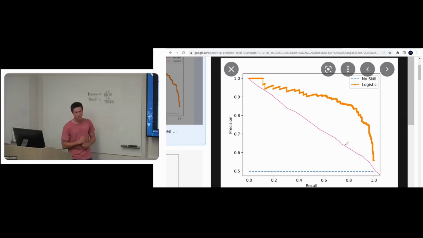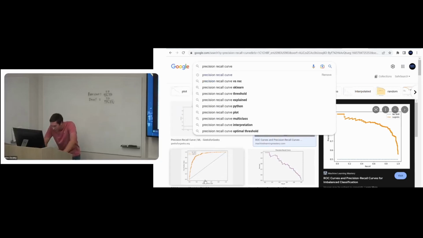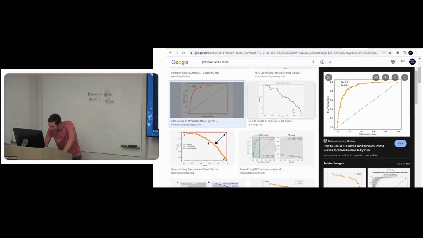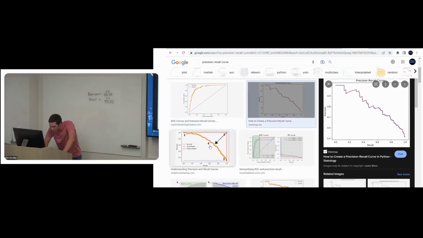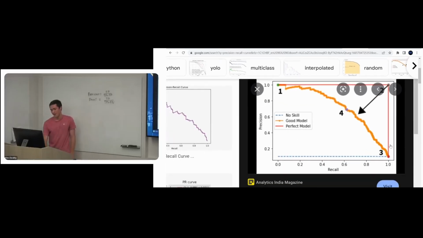You can look up more examples on Google. This one, that's a good one. Okay, so that makes sense. The perfect model is good. It's the opposite of the AUC curve. You get an elbow like this, while in AUC you get this. It's a downward curve instead of an upward one.